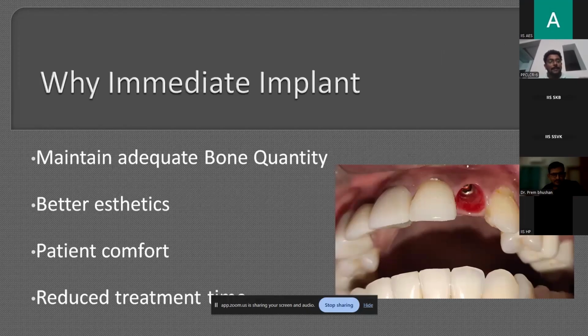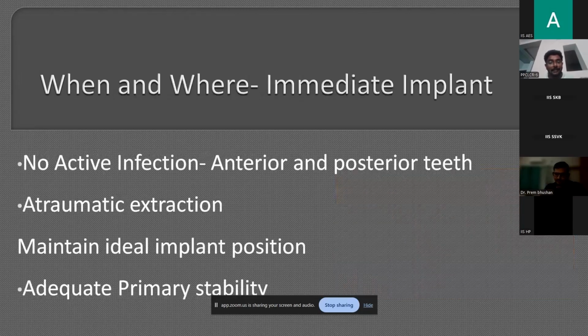So the first question that comes to our mind is, why immediate implant? Why is it so much better than any other method? When we see, it helps us to maintain adequate bone quantity, and hence the aesthetics is also better. The patient is also very comfortable because we can do the implant procedure on the same day of extraction. And so the time taken to complete the procedure is also reduced.